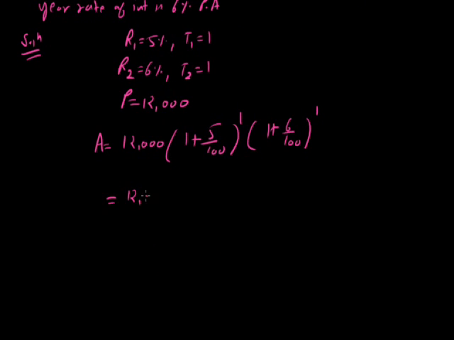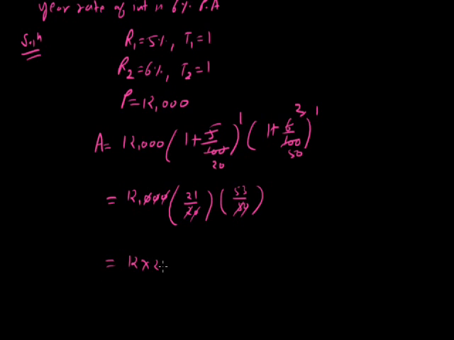So 12,000, 5 by 100 cancels, that is 1 by 20, and 6 by 100 cancels, that is 3 by 50. So 1 plus 1 by 20 becomes 21 by 20, and 1 plus 3 by 50 becomes 53 by 50. So 0 and 0 get cancelled, and 5 into 2 again becomes 10. So 1 0 again cancel. So 12 into 21 into 53, and that we got 13,356. So that is your amount.